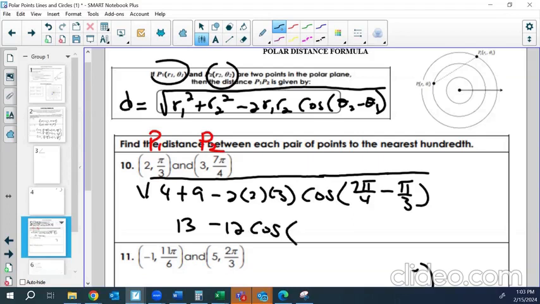Now let's simplify this. 7 pi over 4 minus pi over 3. How do we combine those two fractions? Exactly. Make them have the same denominator.